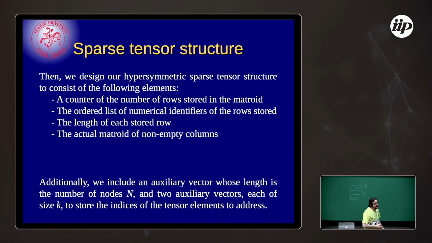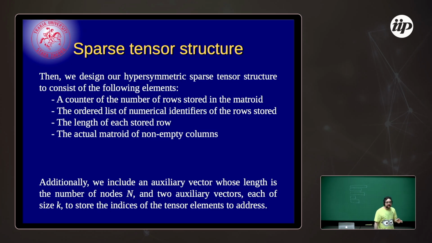Number four, the data. The first three are metadata. It's data about data. The last one over here is the actual data, the actual data that we're trying to store. Okay. Finally, for reasons that are more related to the algorithmic part of this data structure, we need three extra auxiliary quantities. One of them here is a vector of length n. We will see why. And two of them are two vectors of length k, where k is the dimension of the tensor.